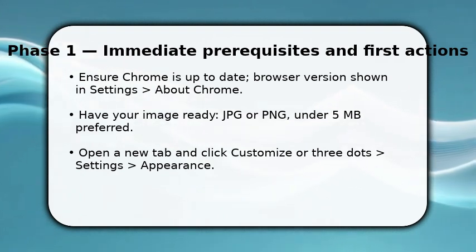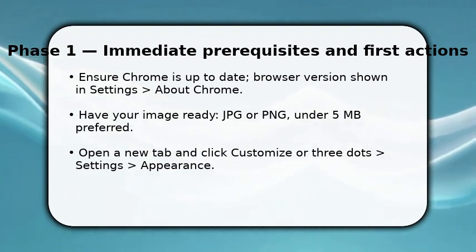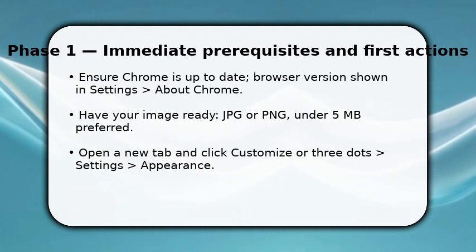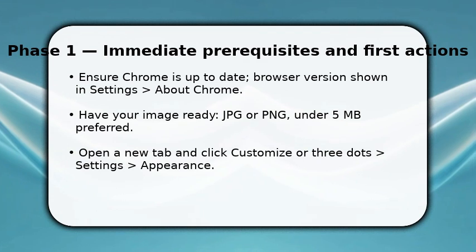You need a JPG or PNG under about 5 MB for quick upload. Now, select Background to begin. This first action moves you from Setup into selecting or uploading an image.